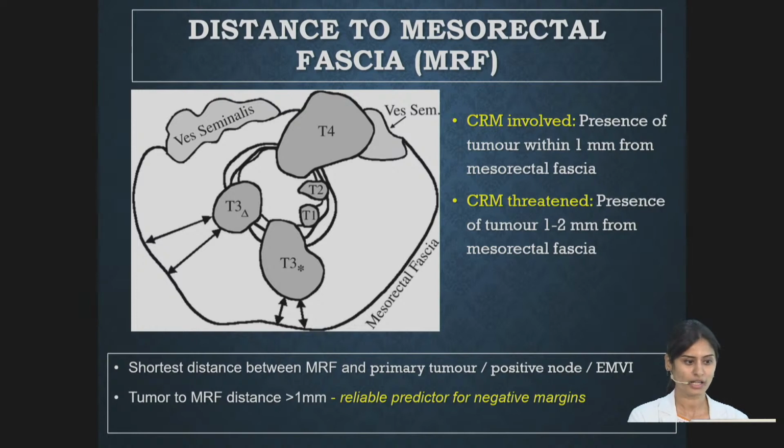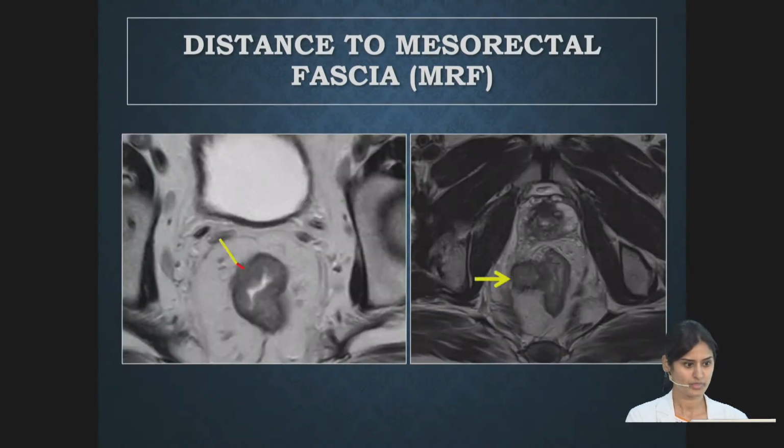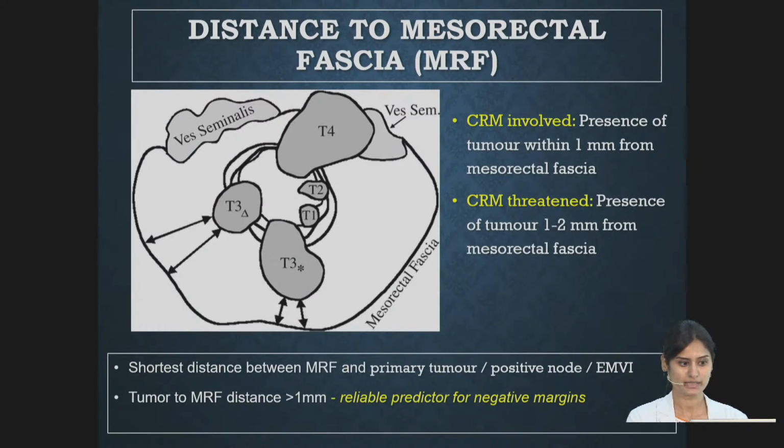So if mesorectal fat is thinner in a certain place where the tumor is, even a T3A tumor can technically involve the CRM and be CRM positive. But if there is a lot of mesorectal fat at that point of the tumor, even a T3C tumor need not involve the CRM. And another important point is that the CRM need not be involved just by the primary tumor. Even an EMVI in contact with the mesorectal fascia or a lymph node in contact with the mesorectal fascia is considered as CRM positivity. Any tumor within 1 millimeter from mesorectal fascia is considered as involved. 1 to 2 millimeter is considered as threatened.